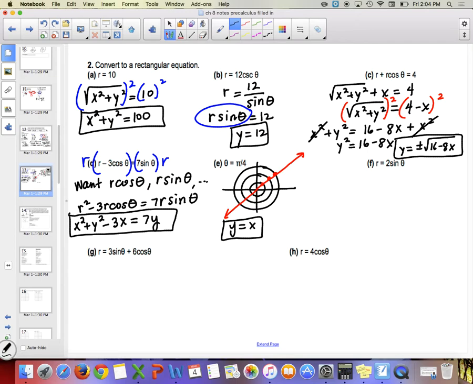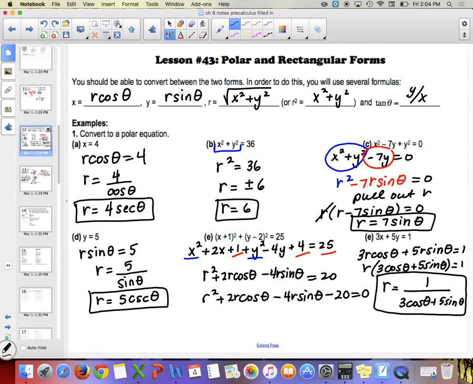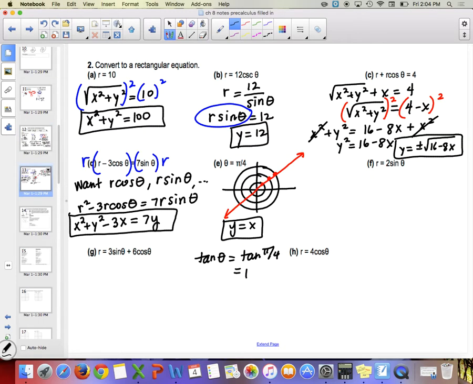Now, could you make it more complicated? Sure. You could say tangent of theta equals tangent of pi over 4, right? Take the tangent of both sides. What is tangent of pi over 4? 1. And tangent of theta, if you go back to our little cheat sheet here, tangent of theta is y over x. So you end up getting y equals x when you multiply over. So you could always do that as well.